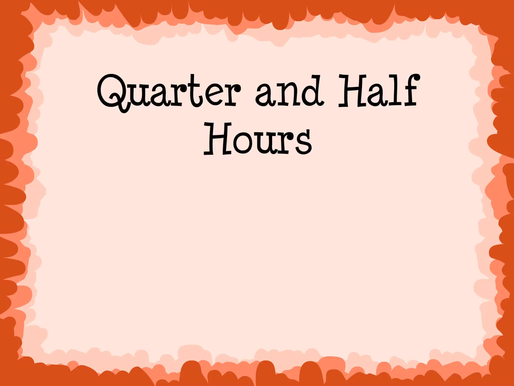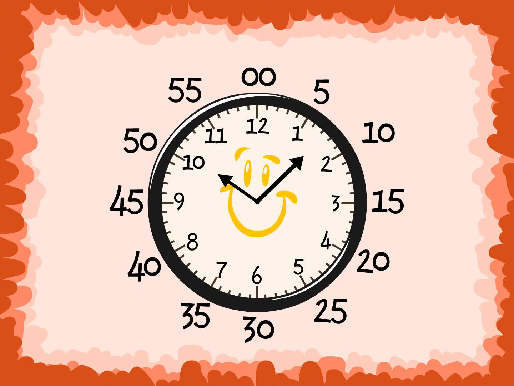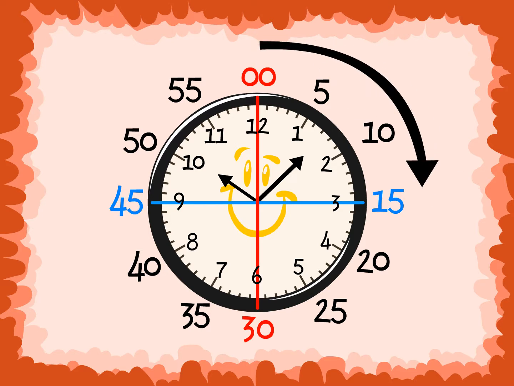Quarter and half hours. We use quarter hours and half hours to tell time. To better understand this, let's divide the clock into quarters and halves. You can see that the 0 and 30 minute marks are where the clock is divided for the half hour. You can also see that the 15 and 45 minute marks are when the clock is divided for the quarter hour. Notice that each quarter hour is 15 minutes long and 2 quarter hours equal 1 half hour. Each half hour is 30 minutes long.